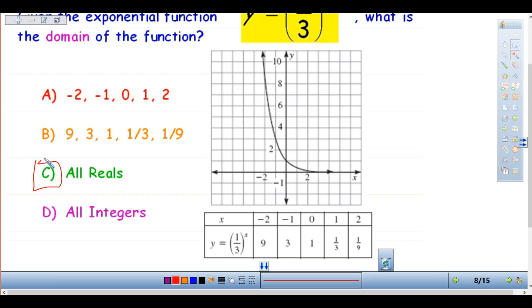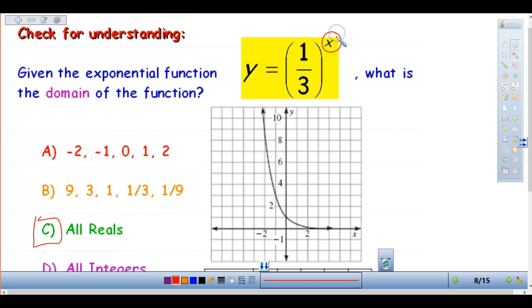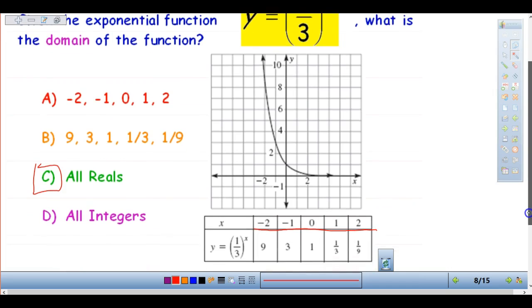If you're using the table, it looks like it could just be these numbers. But remember, you can put any numbers you want in here. I don't have to use those. I could put 10 in. But if I do 10, it's going to be pretty small, and I can't really graph that. So that's why when I make the table, I'm going to use -2, -1, 0, 1, and 2. But that's what you're going to get there. And remember, domain is your x values. Anything that would work on the graph or the equation.